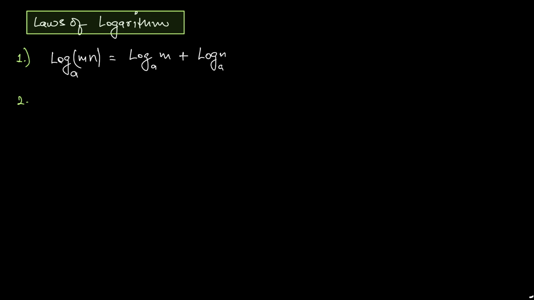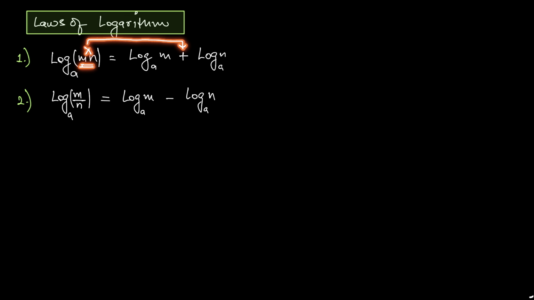Your second law is based on the division concept. So you can write log m over n with base a as log m minus log n. Both ways we are going to have base a. You can clearly see that in this part we have converted a multiplication question into addition, and in this one we have a complex division question which is converted to subtraction. That's the reason in the first video we stated that logarithm helps you to convert complex multiplication questions to simple addition and subtraction.